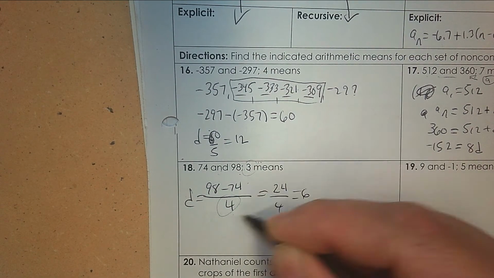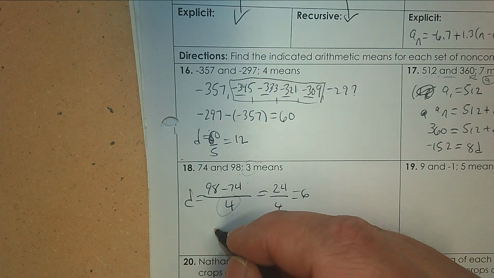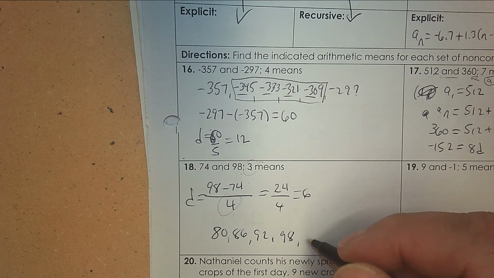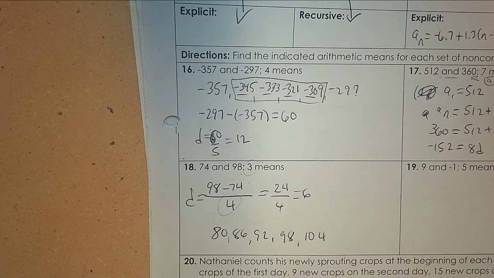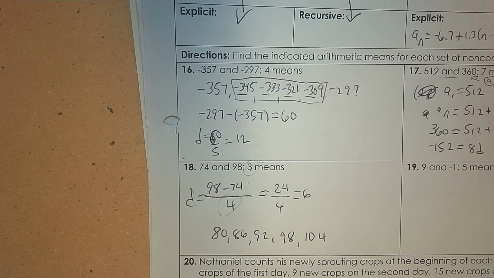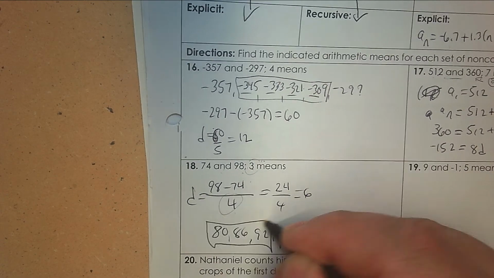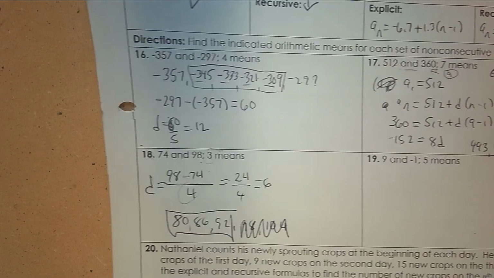And then just keep adding 6. 80, 86, 92, 98, 104. Right? What did I do? Oh, I'm just finding 3 of them. These 3. 80, 86, and 92.